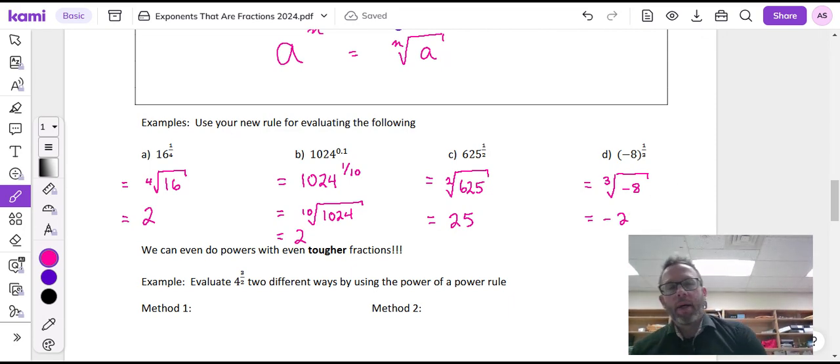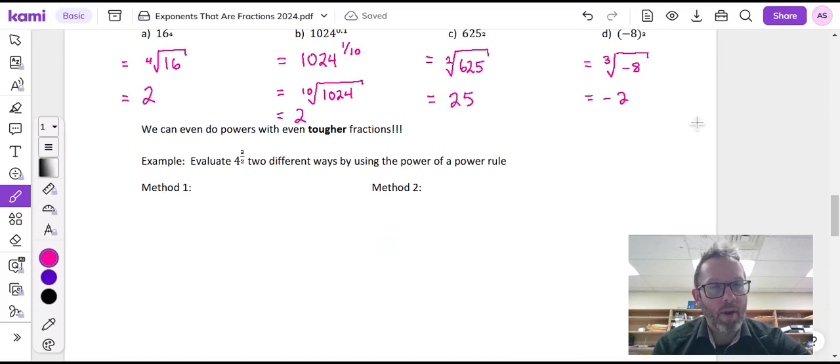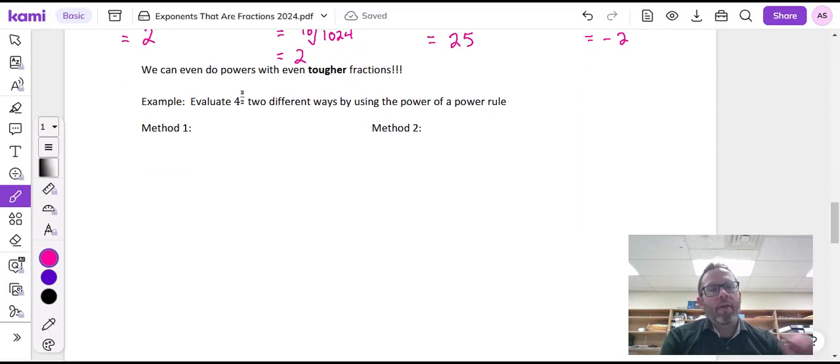All right, so all of the examples we've done have been exponents that were 1 over 2, 1 over 3, 1 over 5, stuff like that. But what if you have a fraction that's not 1 over, it's like 3 over something, like 3 over 2 or 4 over 3, etc., etc.? How can we handle those? Well, we can just combine rules that we already have. I'm going to show you guys how we can evaluate 4 to the power of 3 over 2 two different ways by using our power of a power rule and our new stuff from today. So let me show you the one way.